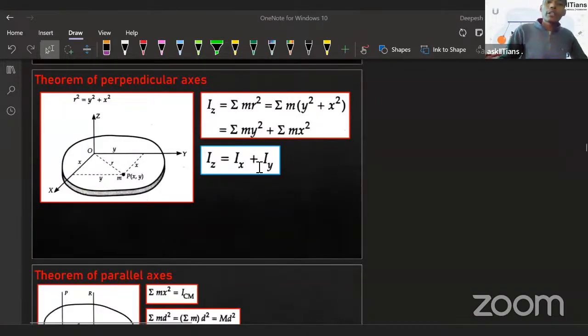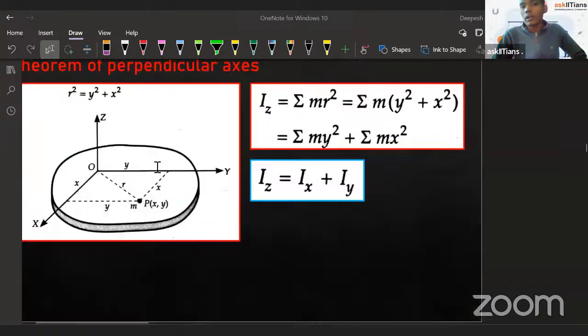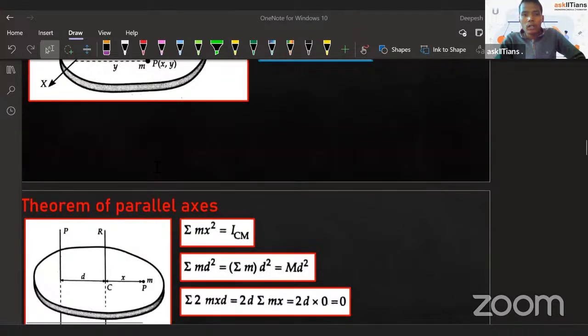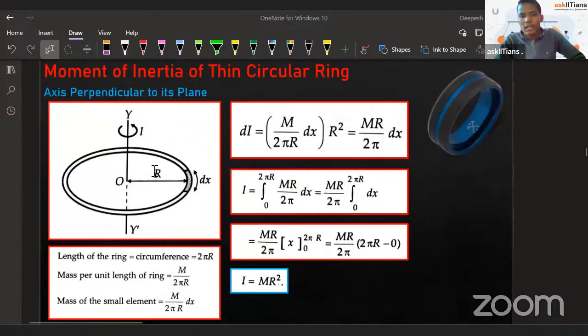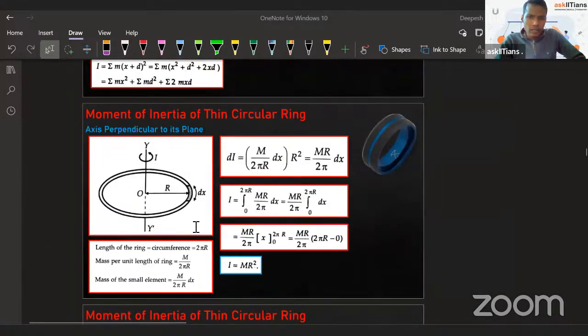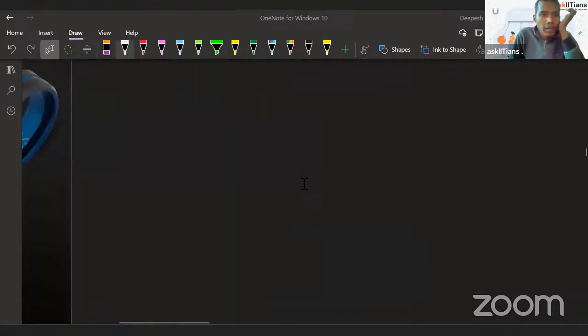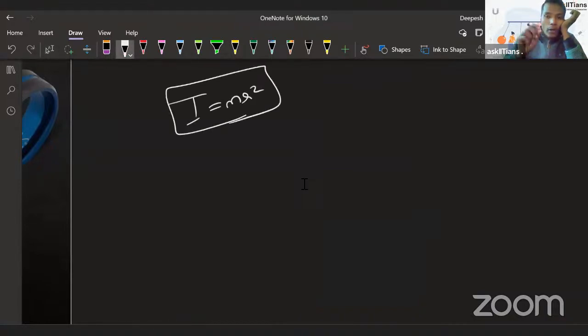Now, there are two theorems which we use a lot while we are understanding the concept of moment of inertia. To understand it, first of all, let's make a formula for a circular ring. Usually, there are a lot of derivations, but we will not be doing all of them. It's not necessary. But we have to understand what methodology we use to calculate the moment of inertia. Now, the formula which we have made right now, I is equal to mr square, is a formula for a point mass.